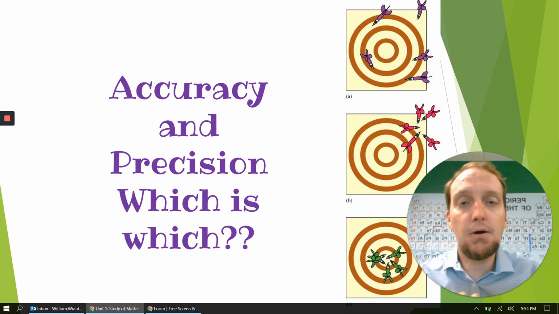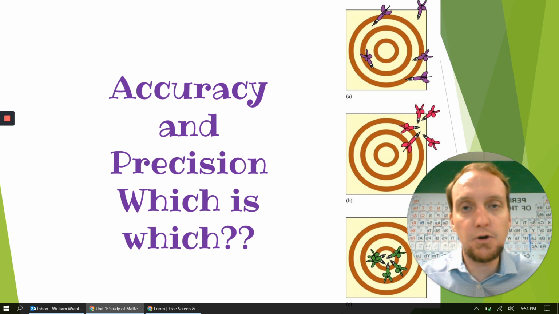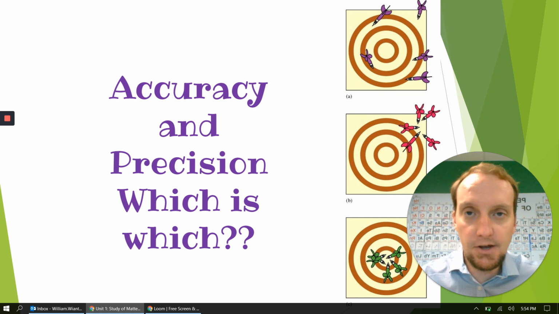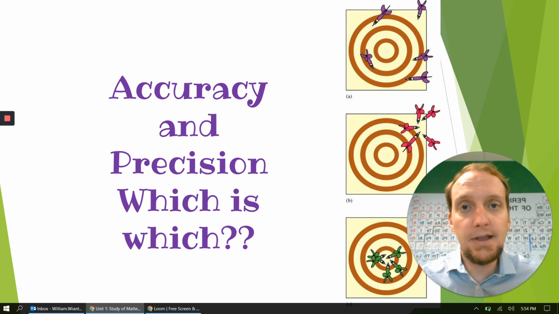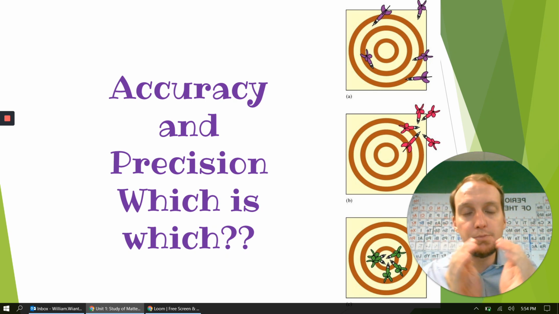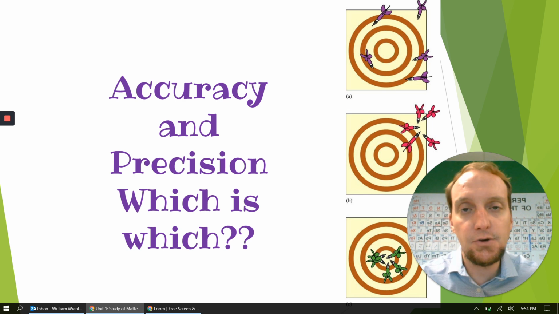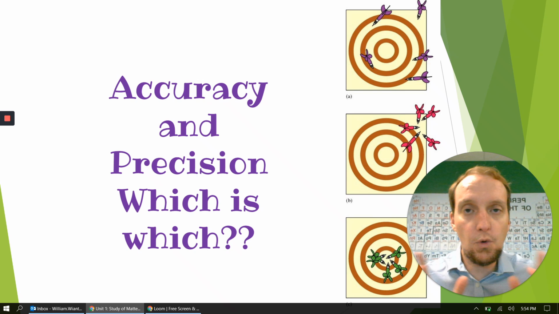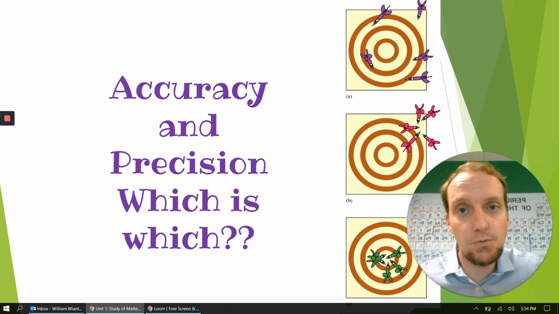Now, obviously, if you want to be a good dart player, or a precision sports archer or shooter, then what you want to do is be both, which is the example on the bottom in green. They are accurate, they're hitting the bullseye, and they are precise because they are all grouped very closely together. That's accuracy and precision. In science, we obviously would like to be both accurate and precise. Sometimes we're one or the other, and occasionally we're neither, which is not good.